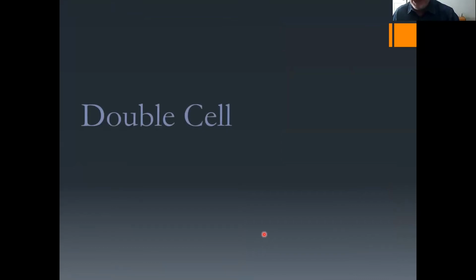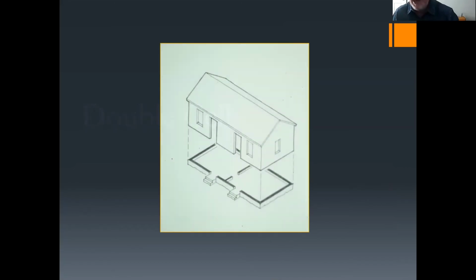So the next logical extension of a single cell would be a double cell. And this, as the name implies, is a two-room house with two equally sized rooms on it. I just want to talk really quick here about the symmetry involved in early architecture in Utah.